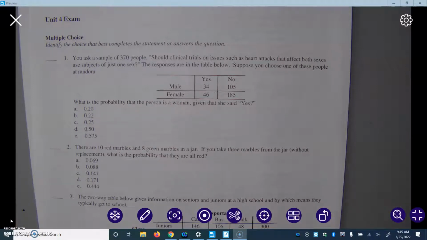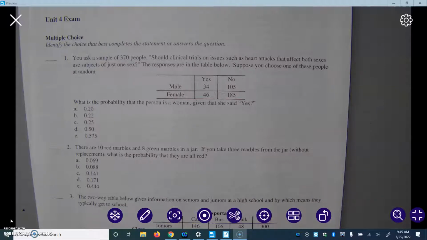All right, Unit 4 exam. You ask a sample of 370 people, should clinical trials on issues such as heart attacks that affect both sexes use subjects of just one sex? The responses are in the table below. Suppose you choose one of these people at random. What is the probability that the person is a woman given that she said yes?